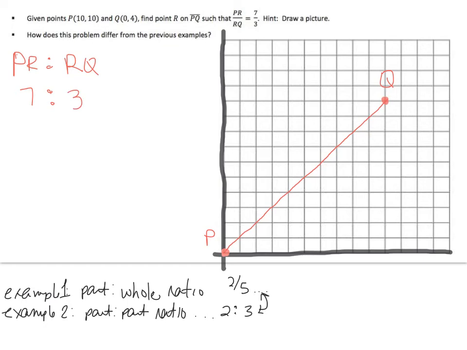Okay? This means that PR to PQ, which is the whole, is 7 to 10, and RQ to PQ, the part to the whole, is 3 to 10, right?